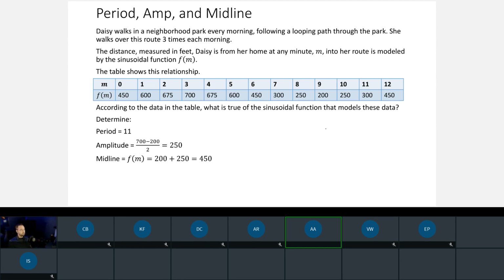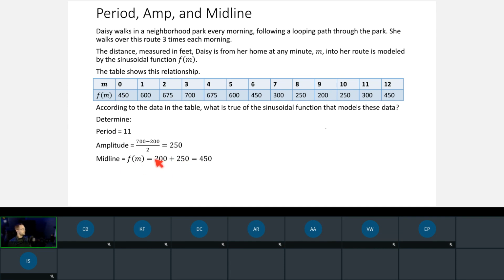Quick question. Yep. Can we go over the other way to the midline? Because people are a little bit confused on that. I see here you did the minimum plus the amplitude. You also did the other way, subtracting it. So I did the, what did I do? Minimum minus amp plus the amp.